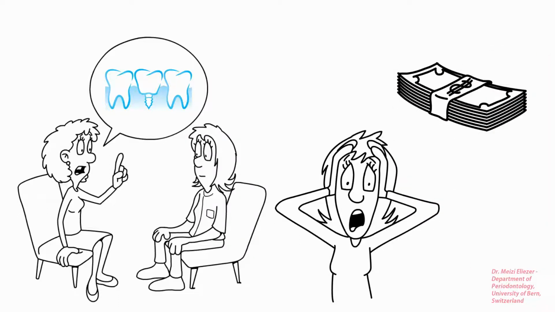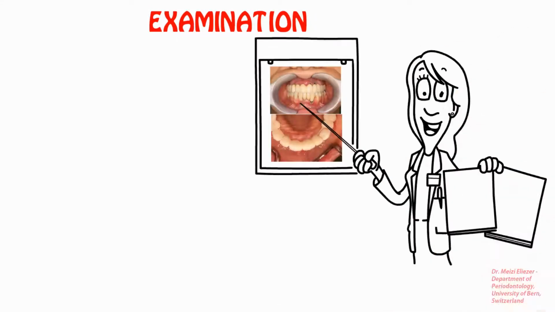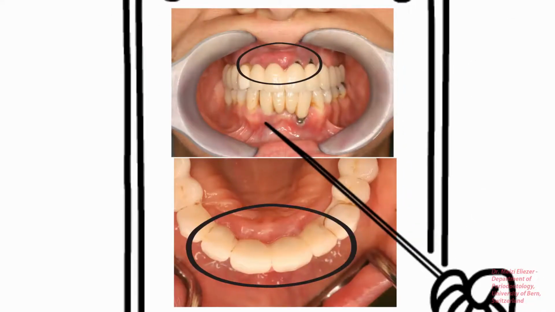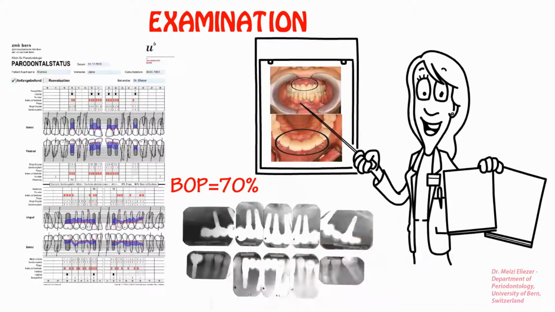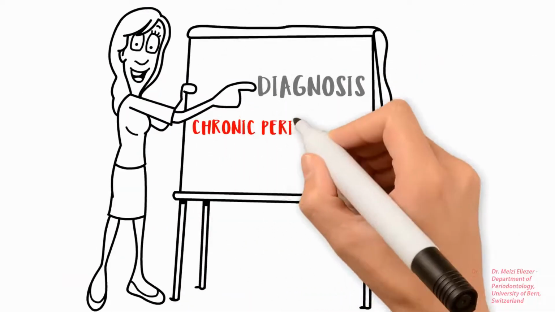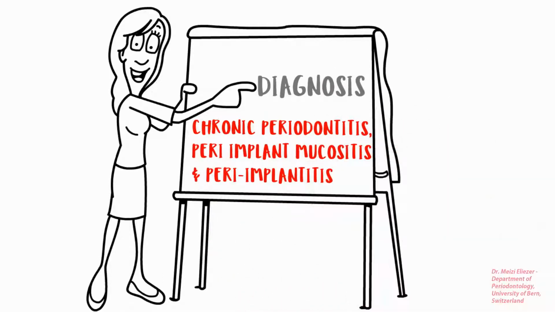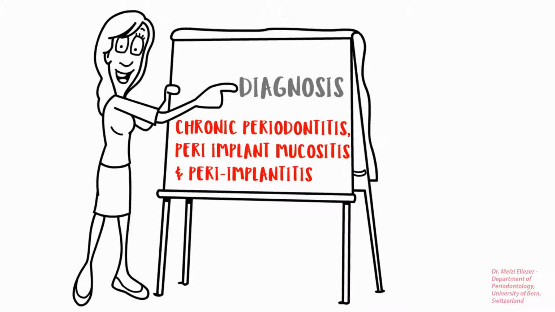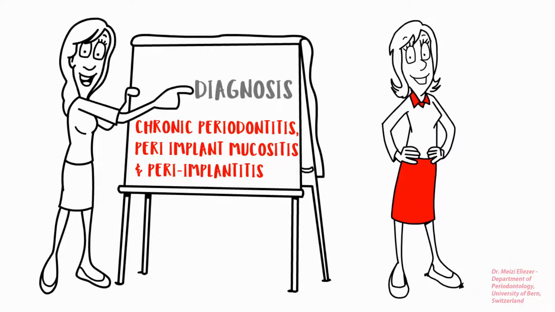In the intraoral examination, we could observe the massive overgrowth around the peri-implant mucosa, and we detected deep probing depths around implants and severe bleeding on probing, and the x-ray presented bone loss around some implants. We diagnosed the patient with chronic periodontitis, peri-implant mucositis, and peri-implantitis. Before getting to our treatment plan, let me jump to the end result of our treatment. Let me just say, it was a happy end.